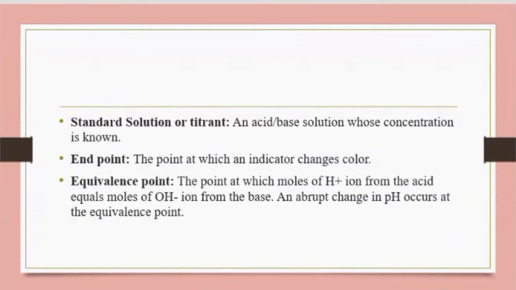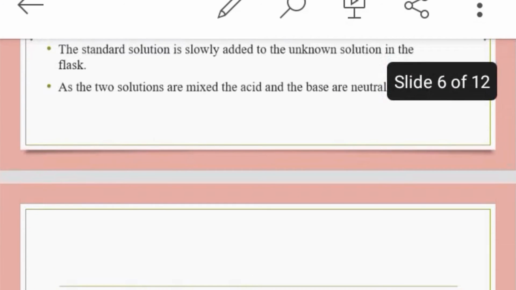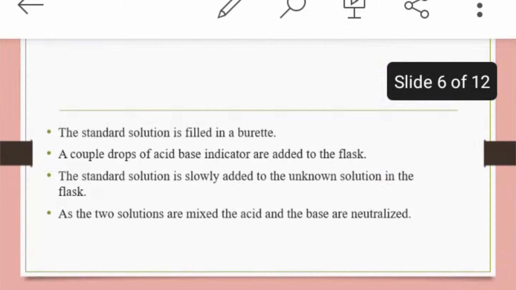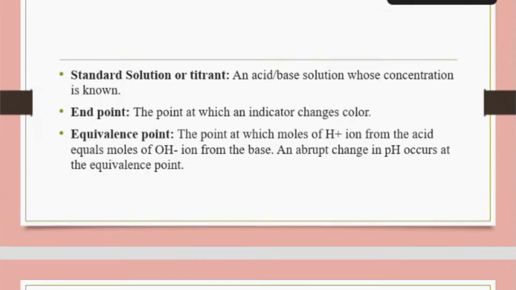And then I will discuss a few definitions. About standard solution, I already told about this. Standard solution is also known as titrant, and it is an acid or base solution whose concentration is known. And then what is endpoint? Endpoint is basically the point at which an indicator changes color. When we add the indicator to the flask, the color changes, and that point is called the endpoint.